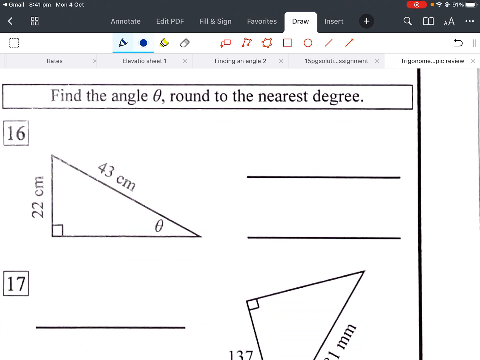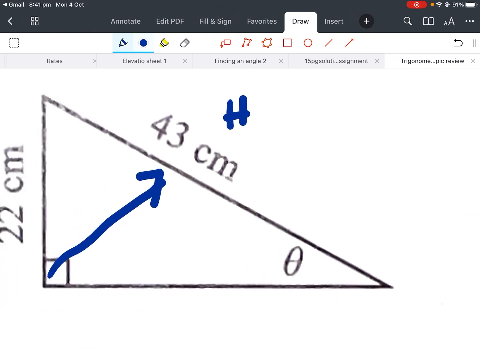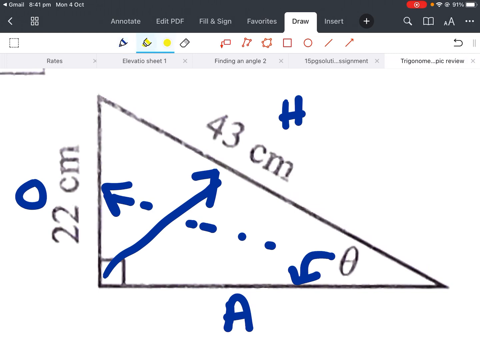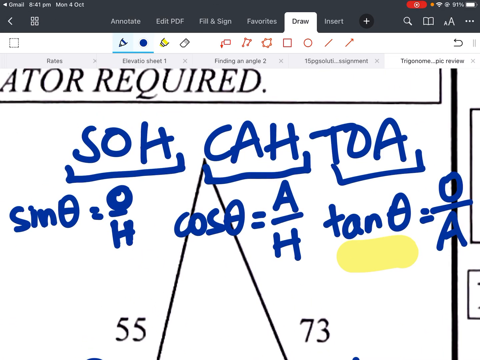Question 16 says, find the angle round to the nearest degree. All right. So first of all, I need to label my sides. So let's do the easiest one. Hypotenuse is there, across from the right angle. Next to the theta is A, and then the last one would be my O. What do I have? I've got O, and I've got H. So O and H over here. O and H is sin, isn't it? Yes, it is.